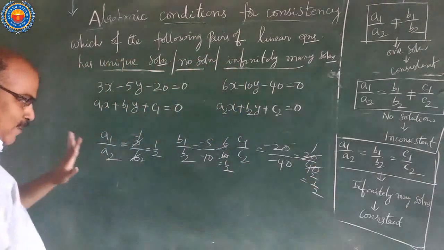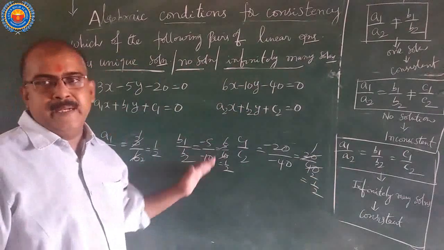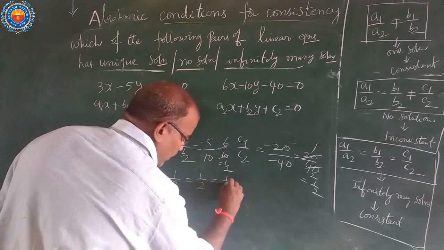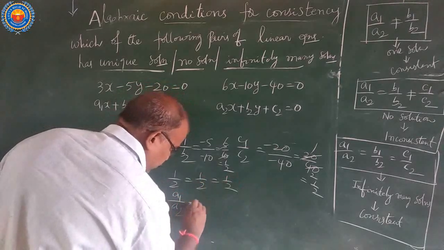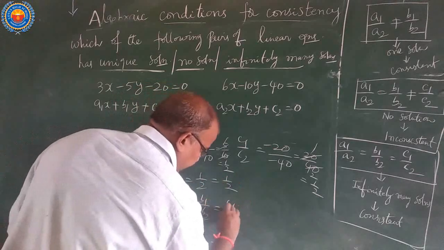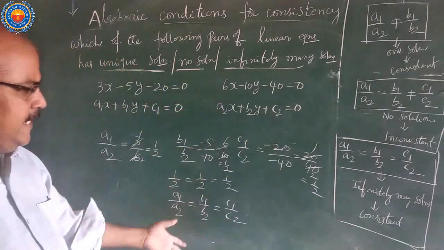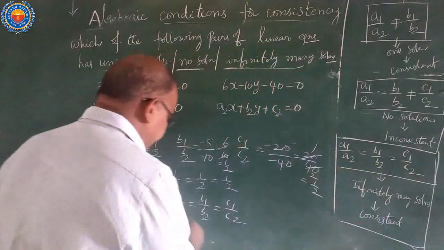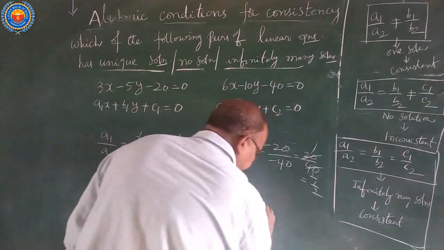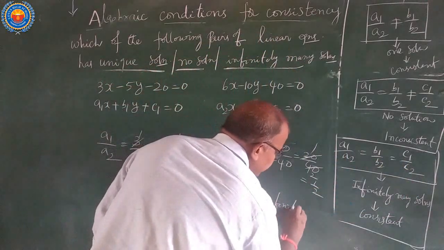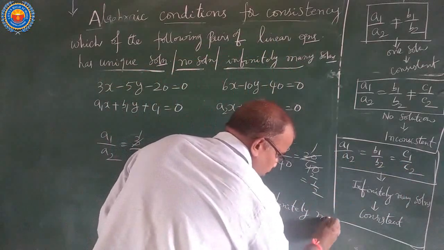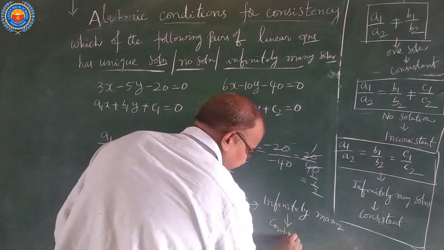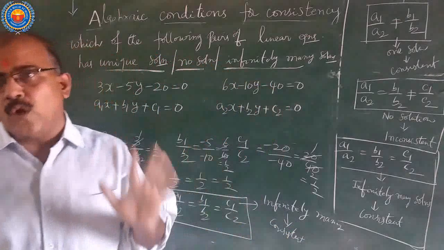Finally you see, I got a1 by a2 is equal to 1 by 2, b1 by b2 is equal to 1 by 2, c1 by c2 is equal to 1 by 2. This is nothing but a1 by a2 is equal to b1 by b2 is equal to c1 by c2. As I said before, infinitely many solutions. So if it is infinitely many solutions, we can say consistent. This is today's topic.